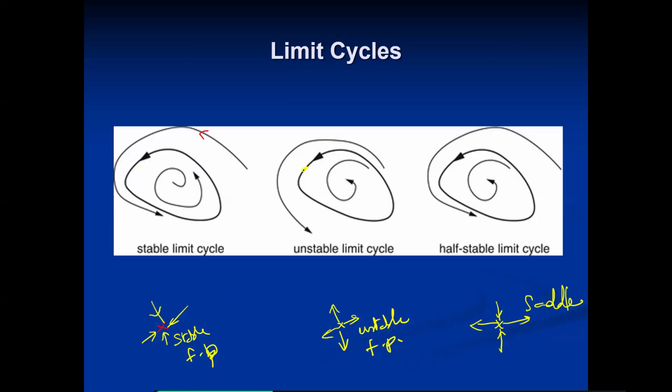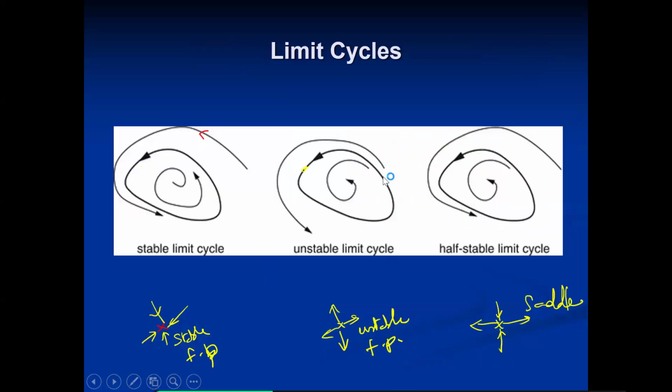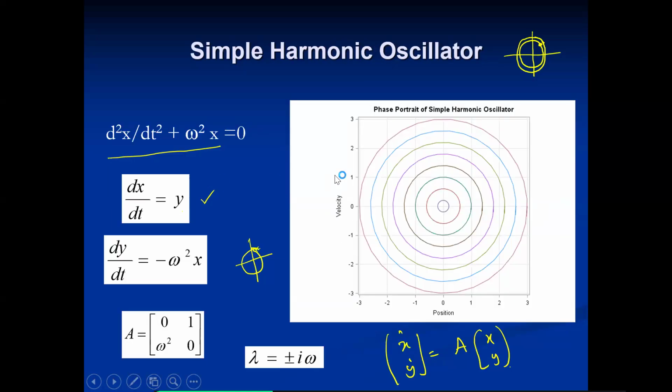This is a very different kind of oscillation compared to a simple harmonic oscillator. In a simple harmonic oscillator, if you start close to the origin initially, you keep going round and round close to the origin. If you start far away from the origin, you keep going round and round far away from the origin. But you don't change orbit. Whereas in the case of a limit cycle, no matter where you start from in the plane, you always go to that same orbit.